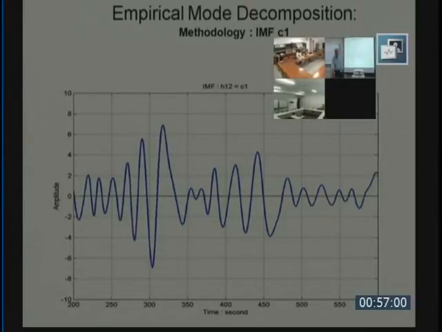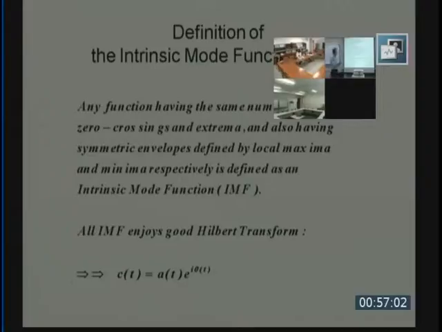The intrinsic mode function is any function having the same number of zero crossings and extrema, and also having a symmetric envelope defined by local maxima and minima. This function satisfies the necessary condition, not sufficient, necessary condition for A(t) e^{iθ(t)}. We'll come back to this later, when it fails. This is the necessary condition we satisfy. So we can write it as A(t) e^{iθ(t)}.